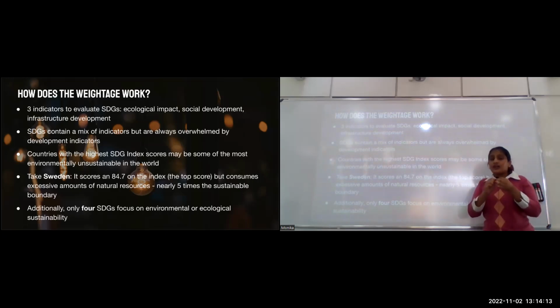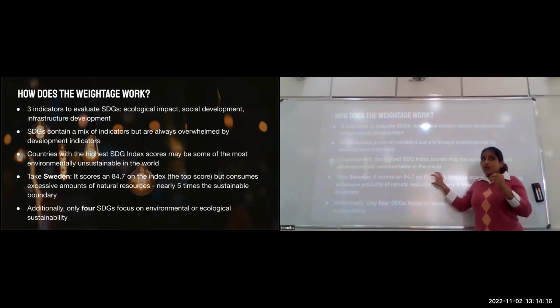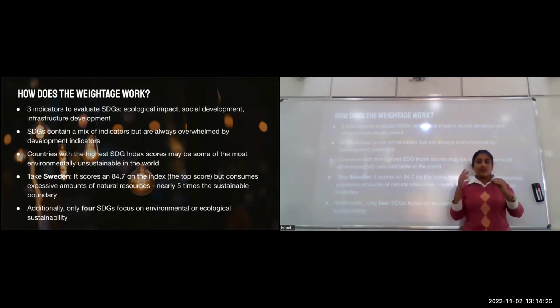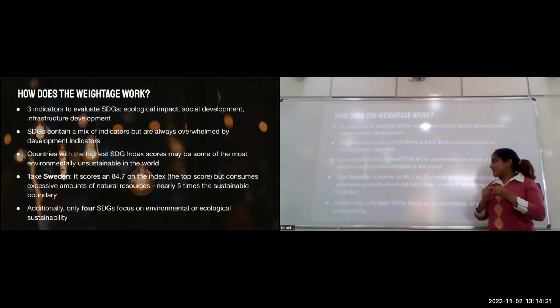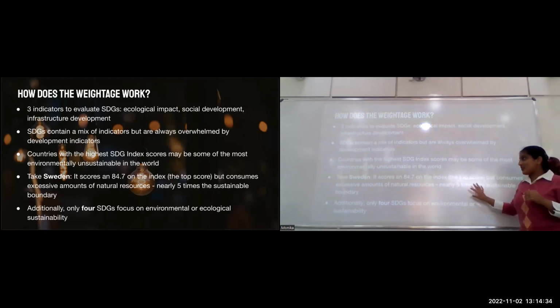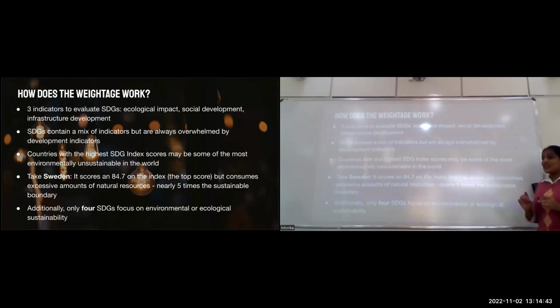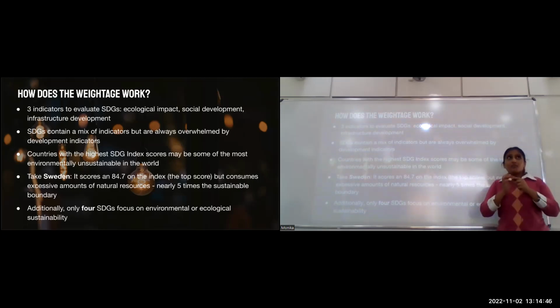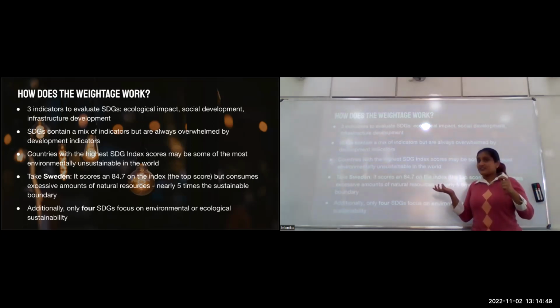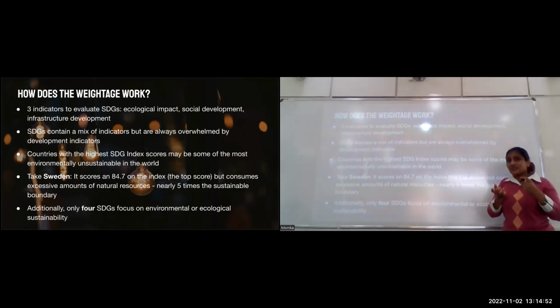So you'll see that countries like Sweden and Norway overcompensate in the development indicators rather than the ecological indicators, making them appear to have higher scores than how sustainable they actually are. Let's take Sweden, for example. It scores an 84.7 on the SDG index, which is amazing. It's shocking. It's the top country on the index. But it consumes an excessive amount of natural resources. Now, the world average consumption per year of natural resources is 12 tons of carbon, I think.